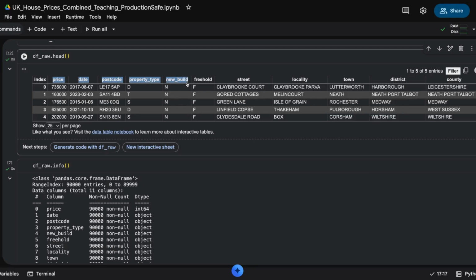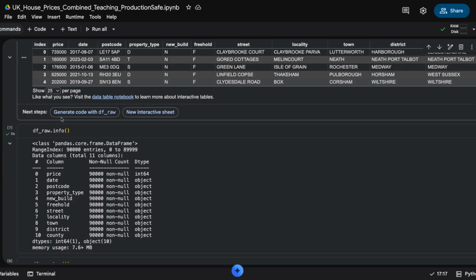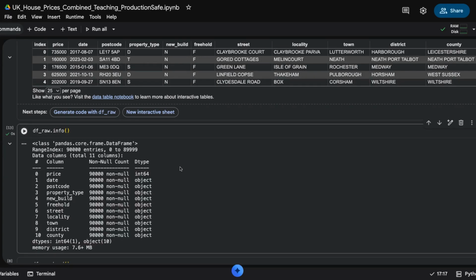Immediately, we see the following columns: price, date, postcode, property_type, new_build, freehold, street, etc. At a glance, this tells us something important. Most of our variables describe location and property characteristics. Only one column, price, is purely numerical. That observation sets context for later.